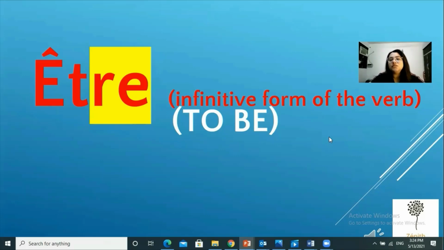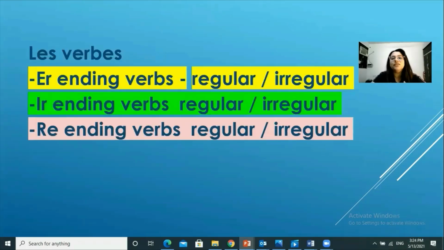In today's video, we are going to learn verbs. The first verb that I have picked up is the verb être. Now, before we move on, first of all, we are going to understand what verbs are.